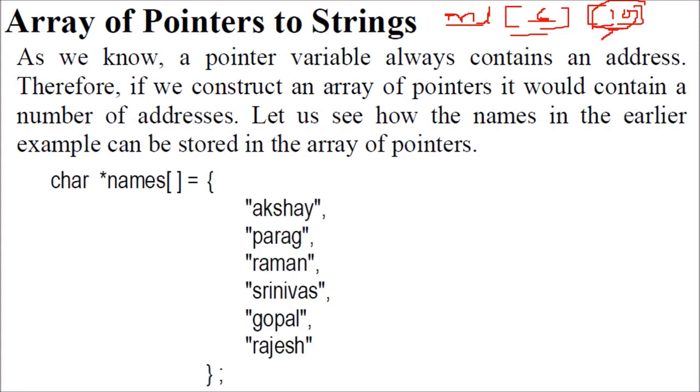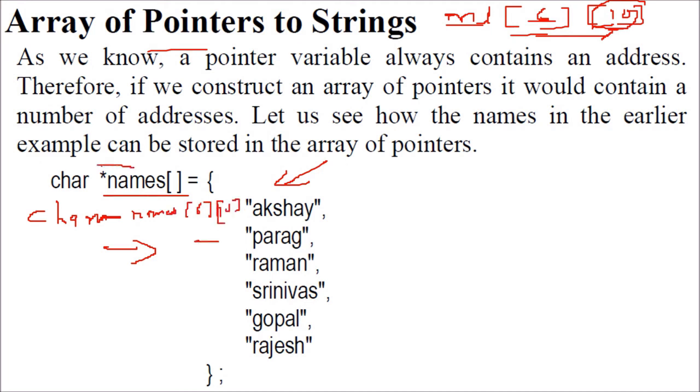So the pointer variable always contains an address, we know that. So if we construct an array of pointers, it would contain a number of addresses. Let us see in this way how the names in the example, as I just told you, can be stored in an array of pointers. If we would have placed it in the way I showed you, it would have been char name[6][10].